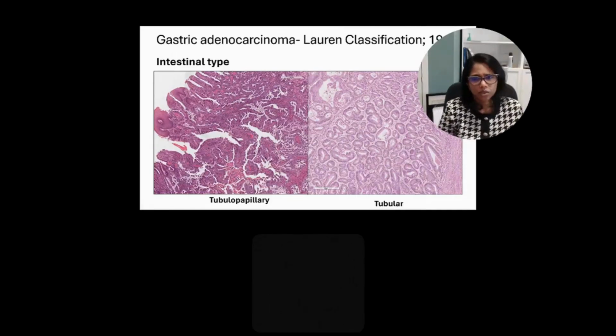But we more typically use the Lauren classification system, which was established in 1965, dichotomously dividing these adenocarcinomas into the intestinal type, i.e. showing the glandular differentiation. This has a more tubular papillary architecture. This has a more tubular architecture. And so this would be called intestinal type.